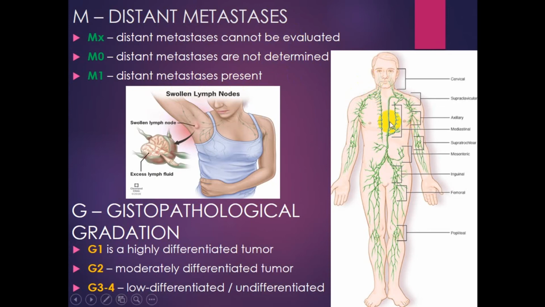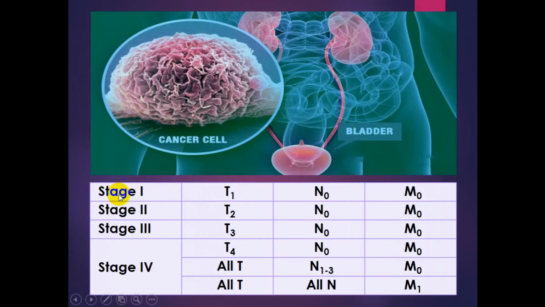Here you can see a large net of lymph vessels and nodes, and they can be affected. For example, swollen lymph nodes of the armpit in women. G, histopathological gradation from G1 to G4, and as I said before, undifferentiated tumors are the most dangerous for diagnostic and treating. Here you can see gradation from stage 1 to stage 4 and their characteristics from T and M.